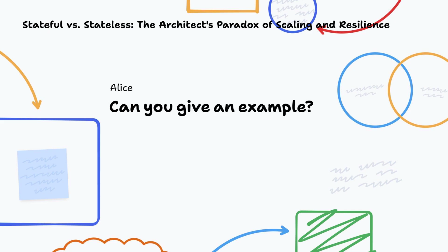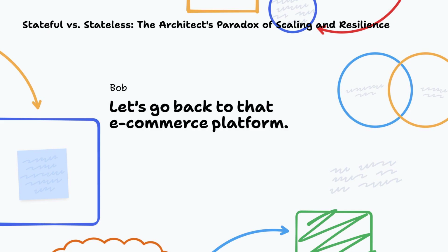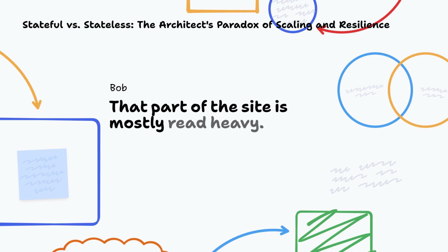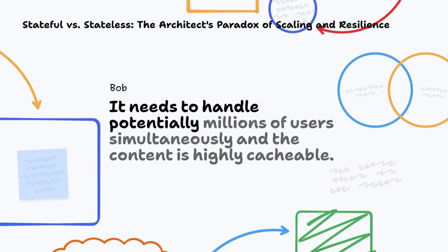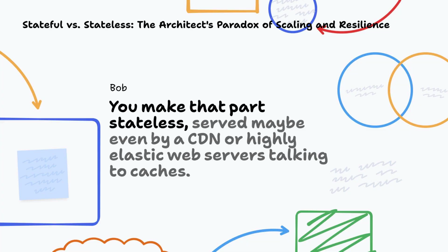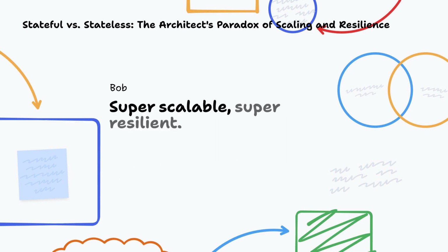Can you give an example? Let's go back to that e-commerce platform. Think about the user browsing products, searching, reading reviews. That part of the site is mostly read-heavy. It needs to handle potentially millions of users simultaneously, and the content is highly cacheable. That screams stateless. Totally. You make that part stateless, served maybe even by a CDN or highly elastic web servers talking to caches. Super scalable, super resilient.